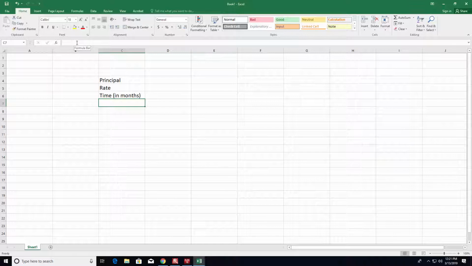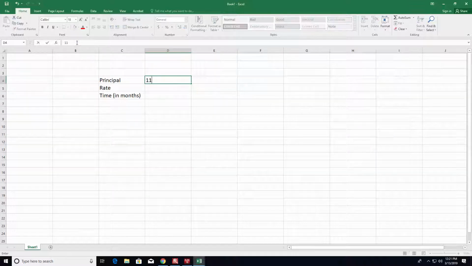Where are we taking these numbers from? And how much was I borrowing? And my rate was 5.2.